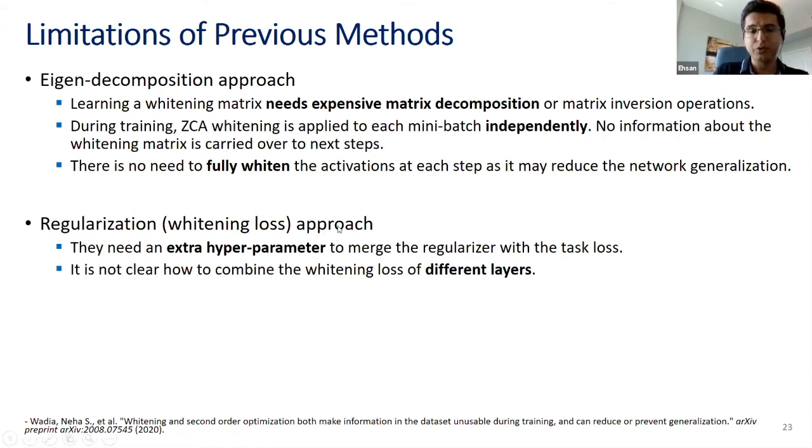In the regularization approach, the main limitation is that now we have a regularizer and we also have the task loss. Now, how to combine these two? We also need extra hyperparameters to combine these two losses with each other. And the other thing is that if you want to whiten all the layers of the network, the other question is how are we going to combine all these losses together? These are questions that really mean that we need extra hyperparameters. We have to do a lot of hyperparameter optimization to minimize this one.